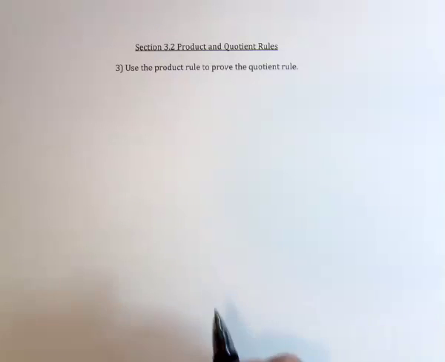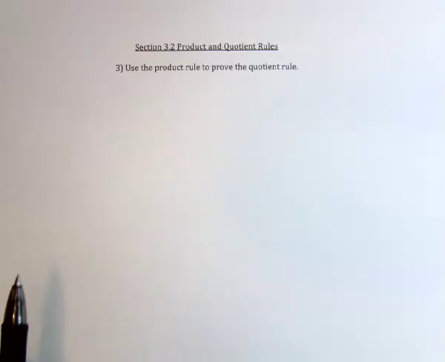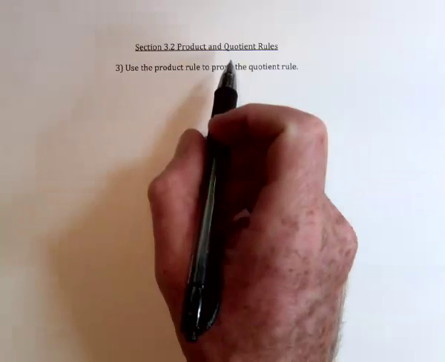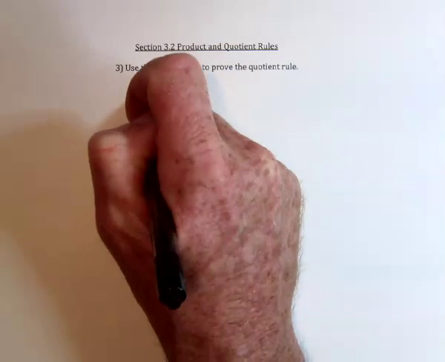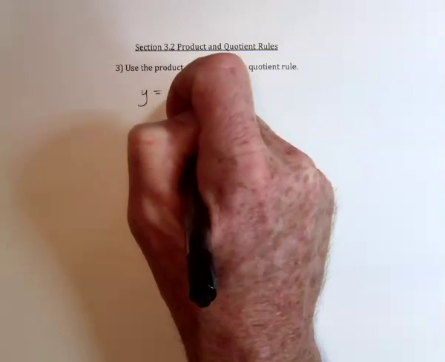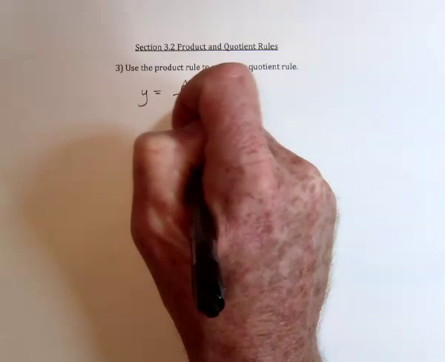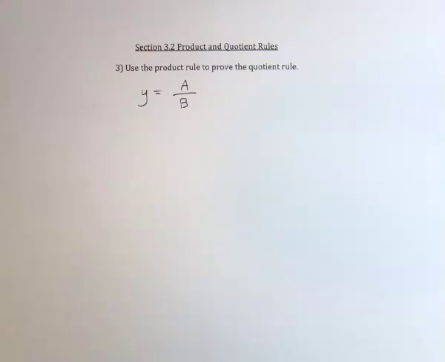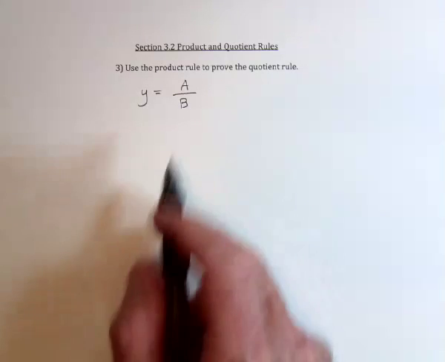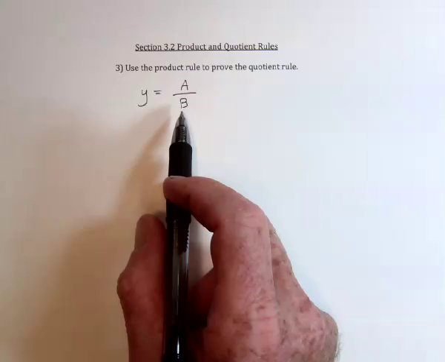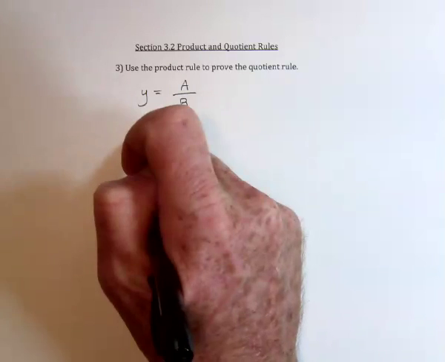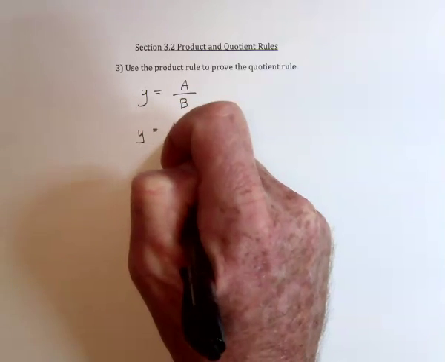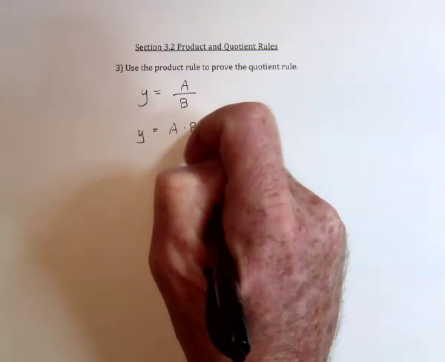Not only is this problem fun, it's also a way to remember the quotient rule just in case you ever forget it. So suppose that you've got a function y equals a over b, and then we're going to use the product rule, which means we need to change this into a product. Well, the way to do that is rewrite it as y equals a times b to the negative 1.